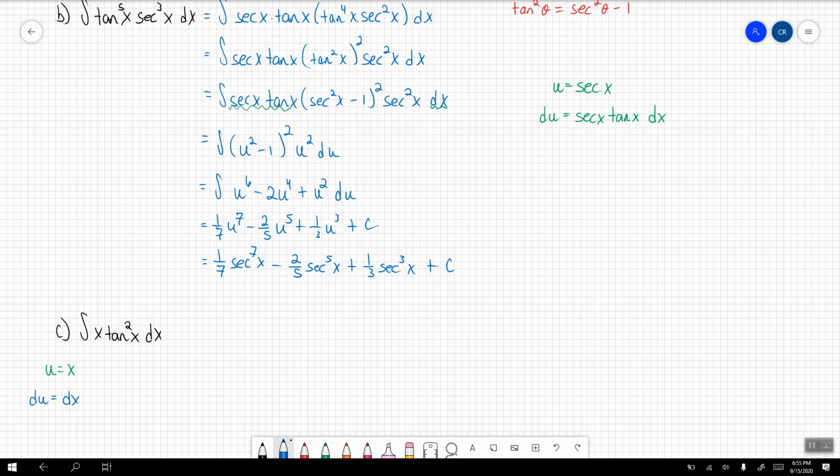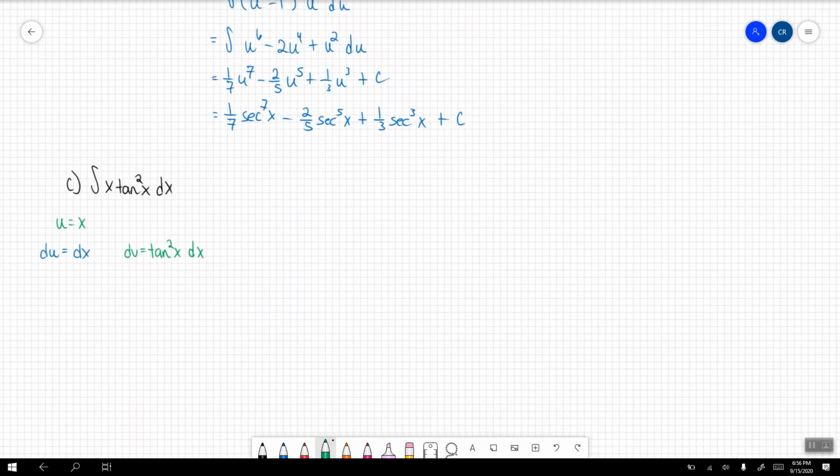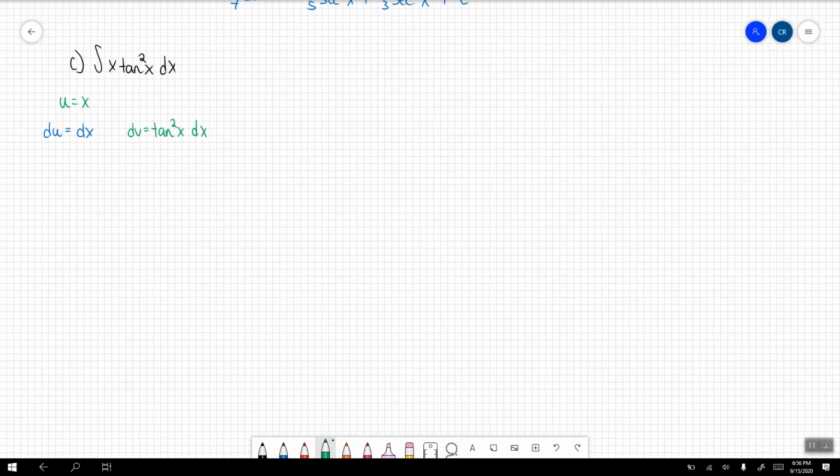The reason why it's going to set us up real nice is because now we get to choose our dv. And our dv is going to be tangent squared x dx. And so we then have to figure out an antiderivative for tangent squared x dx. We're actually going to work with that a little bit down below. I want to make sure that I work with this very efficiently, that way we can extract the items that we're looking at here.